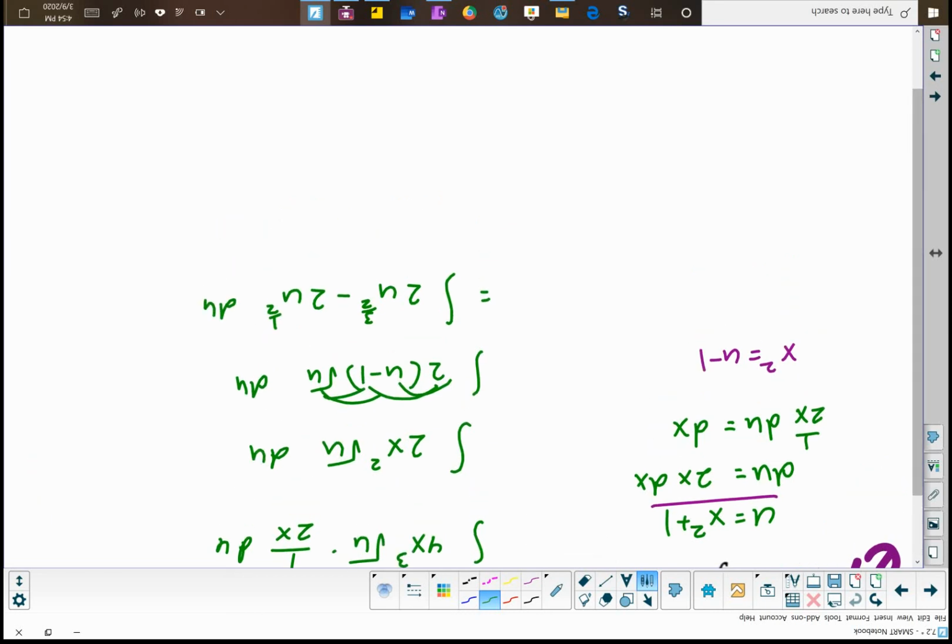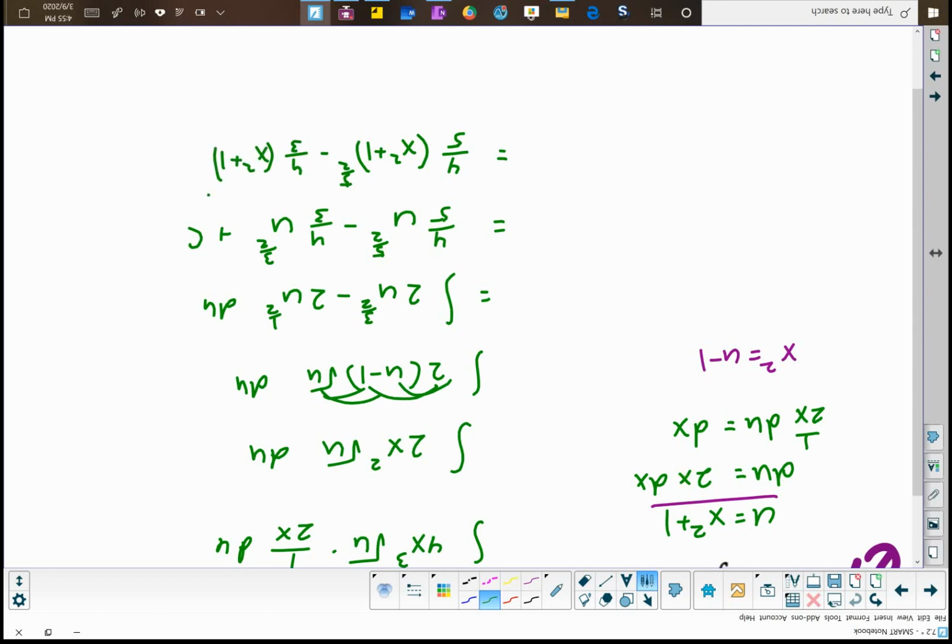Antiderivative. So let's see, add 1 to the power. Divide. Get 4/5. Minus, add 1 to the power. Divide. Let's see, 4/3. Plus c. Finally, plug u back in. So I have 4/5 (x squared plus 1)^(5/2) minus 4/3 (x squared plus 1)^(3/2) plus c. There we go.